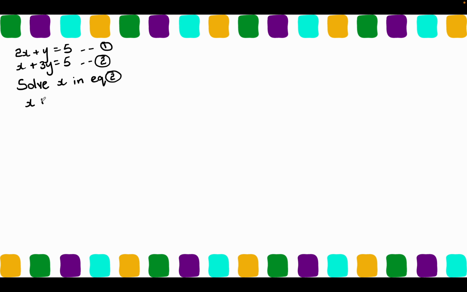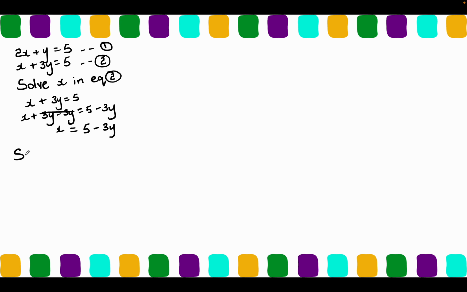Now equation 2 is x plus 3y is equal to 5. I want to get x by itself, but because x is being added to 3y, I'm going to subtract 3y on both sides. And whatever I do to one side, I must do to the other side. Now 3y minus 3y will give me 0. So in this case, x would be equal to 5 minus 3y.